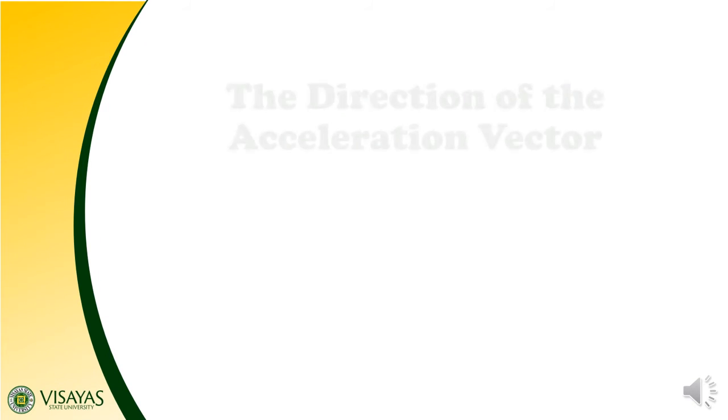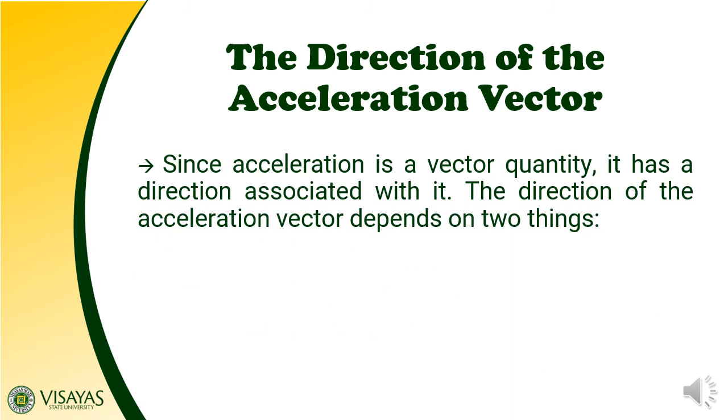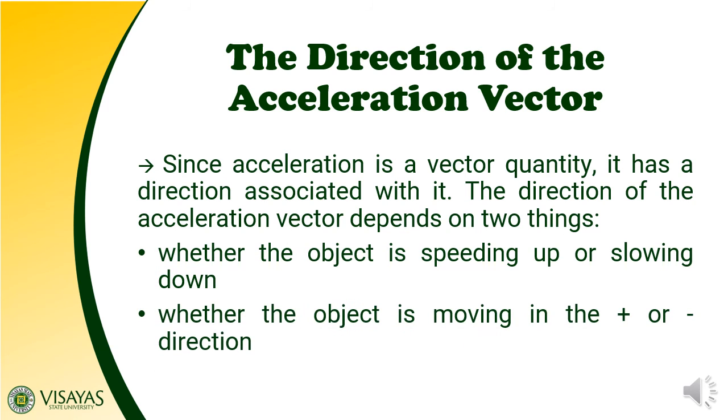Now we'll be talking about the direction of the acceleration vector. We will be talking about the negative and positive acceleration. Since acceleration is a vector quantity, it has a direction associated with it. The direction of the acceleration vector depends on two things. First, whether the object is speeding up or slowing down. Second, whether the object is moving in the positive or negative direction.